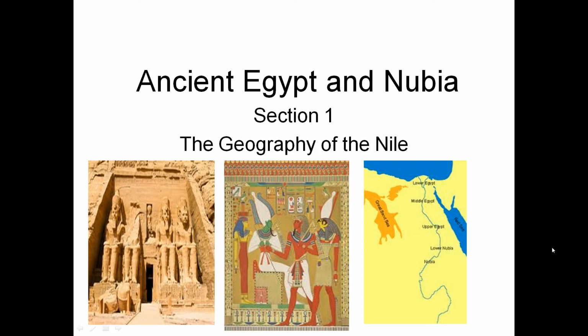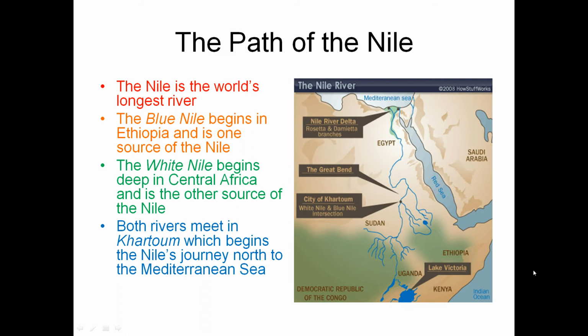Ancient Egypt and Nubia, Section 1, the Geography of the Nile. We're going to be looking at the geography of the Nile, the way the Nile flows in this section, and we're going to try to understand all the different regions that are formed along the Nile. Okay, so the path of the Nile.